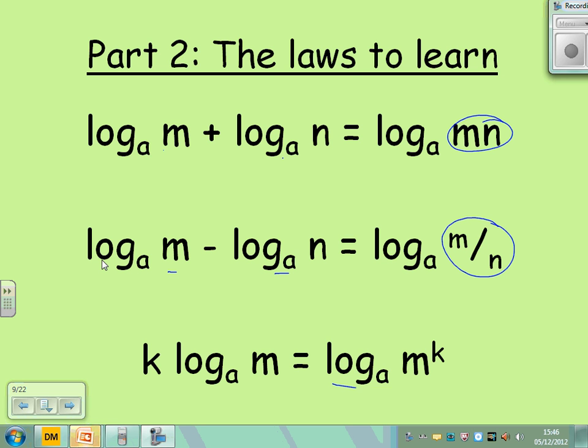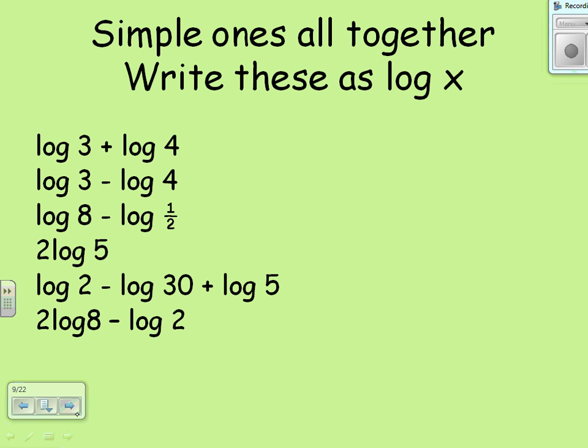And if it's one number to the power of another, this power can come down the front and have k times the log of that. Hopefully your teacher would have shown you where they came from. This is just a revision lesson to use them. And we tried to put these things together then, trying to join these things up.